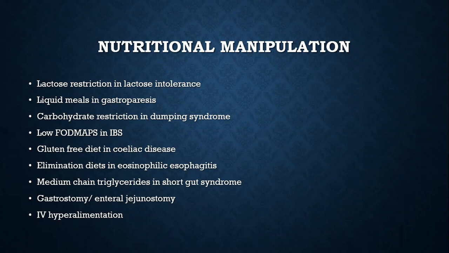If the patient is not able to take any feed because of an esophageal disease, we do a gastrostomy to give the food through the stomach. If the patient is having a gastric disease, we put a tube through the jejunum and give the food through the jejunum. If the patient cannot be fed enterally at all, we give IV hyperalimentation.